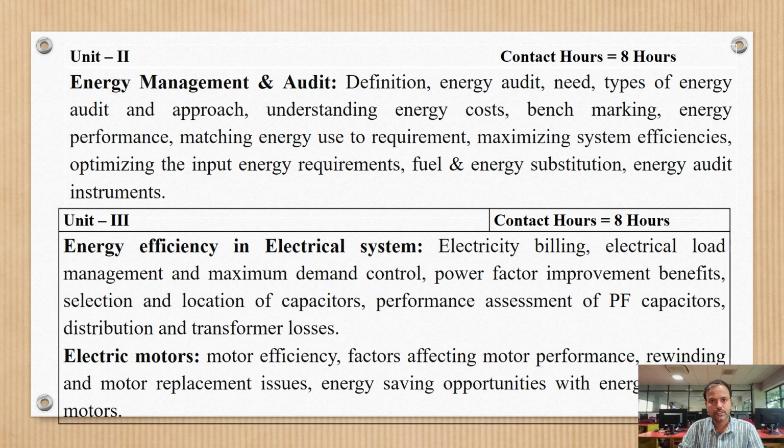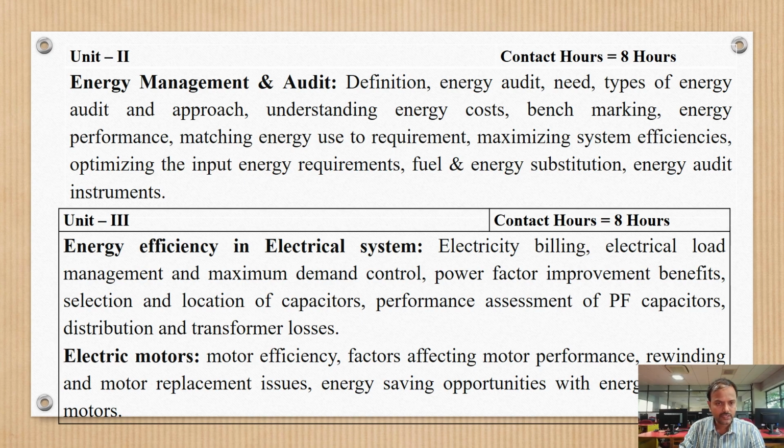If you audit the energy, then you'll come to know where exactly we are wasting energy and how we can conserve energy at different places. So in this second unit, we'll be knowing about energy management, and audit procedures we'll be discussing in detail. All the electrical parameters will be considered, and we are going to learn about the audit.